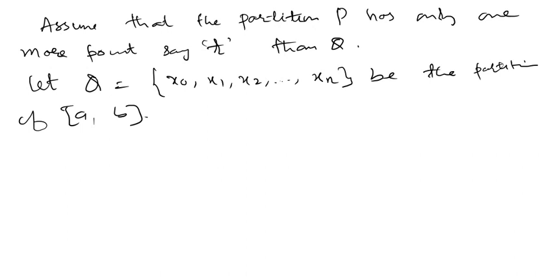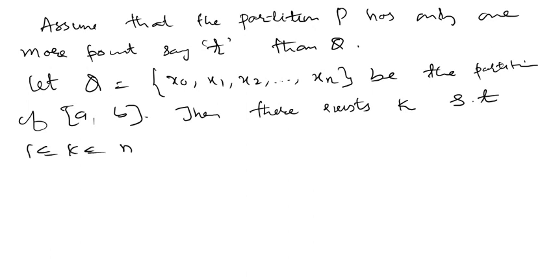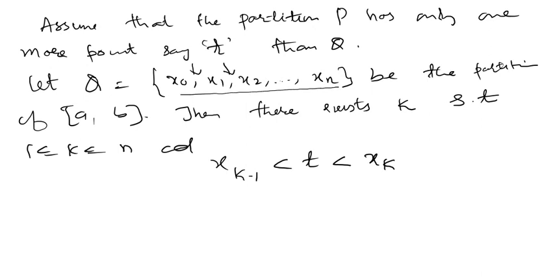Then there exists some k such that 1 less or equal to k less or equal to n, and this point lies between these two. तो या तो ये t पॉइंट x0 और x1 के दरमियान होगा, या x1 और x2 के दरमियान हो सकता है, क्योंकि P में Q के सारे पॉइंट्स हैं और उसमें एक्स्ट्रा पॉइंट एक है t, तो वो किसी न किसी जगह तो होगा.